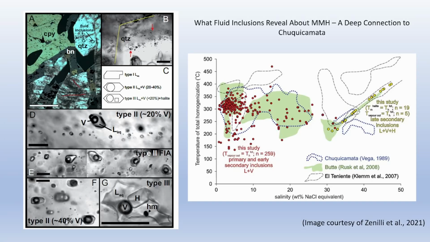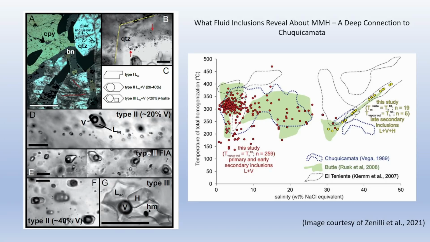Here we have fluid inclusion results. We have homogenization temperatures. Okay, let's start with the red dots. Here we have primary and early secondary fluid inclusions. There are little pockets of mineralizing fluids trapped inside quartz during the earliest stages of ore formation.